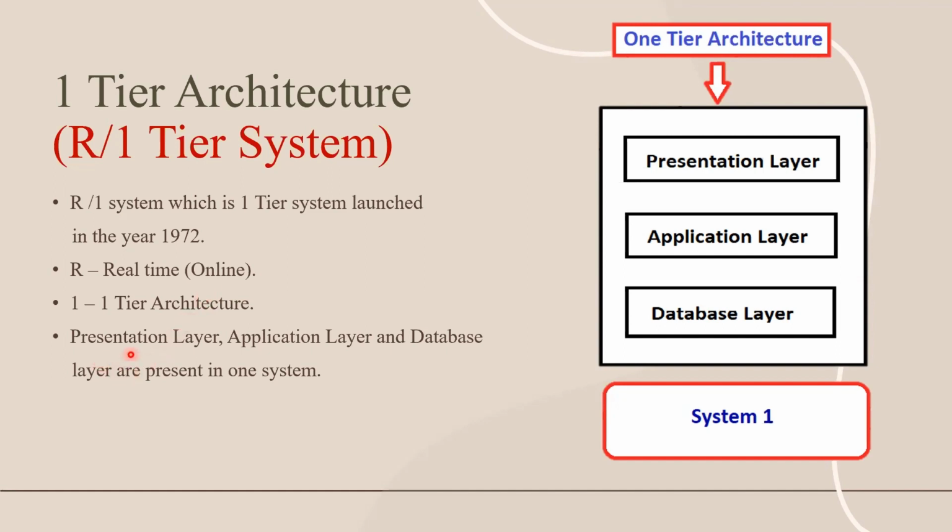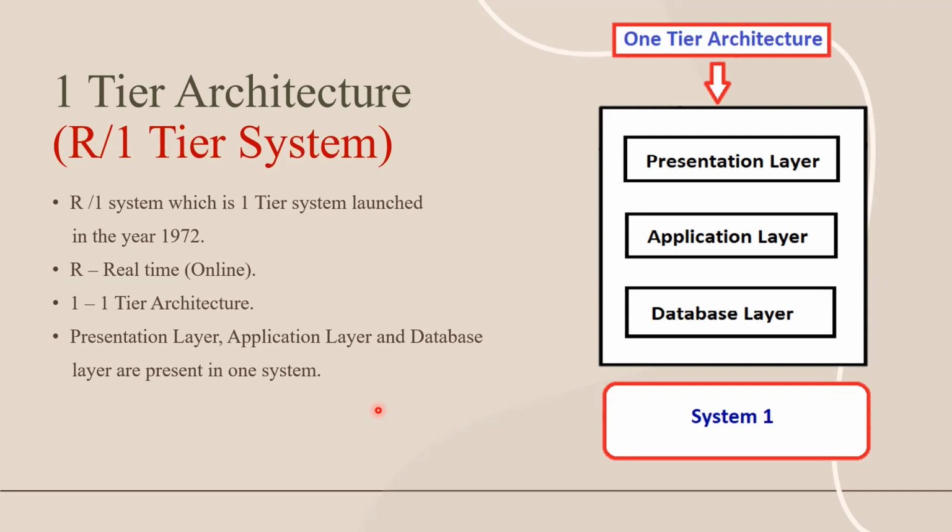And for any type of software, there will be three types of layers present, like presentation layer, application layer, and database layer. In R1 tier system, SAP has designed it in such a way that these three layers are embedded in one single system. This is how SAP has designed one tier architecture. The users who worked on R1 architecture felt it difficult to understand and operate the SAP system because they had to interact with the database totally, which was not convenient during the R1 phase. Moreover, it was not user friendly.